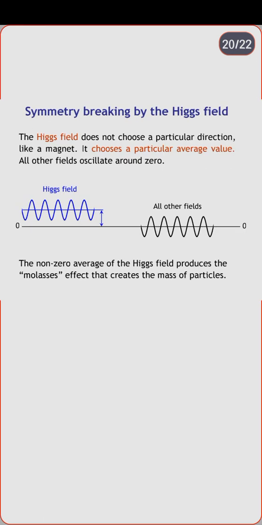Symmetry breaking by the Higgs field. The Higgs field does not choose a particular direction like a magnet. It chooses a particular average value. All other fields oscillate around zero. The figure shows the Higgs field and all other fields. The non-zero average of the Higgs field produces the molasses effect that creates the mass of particles.